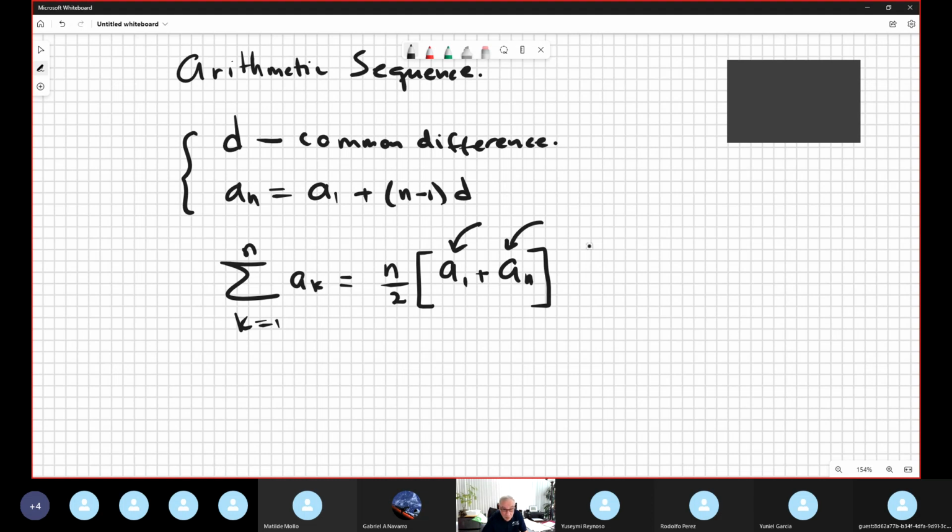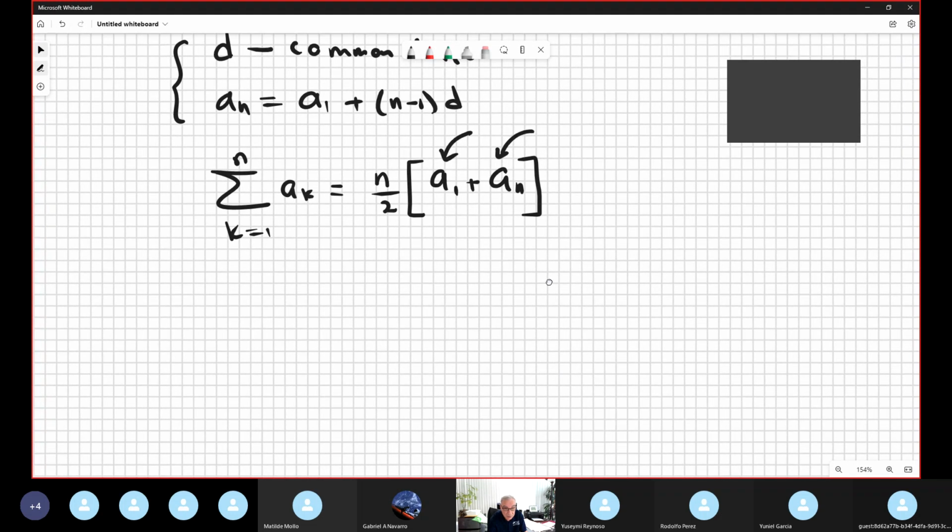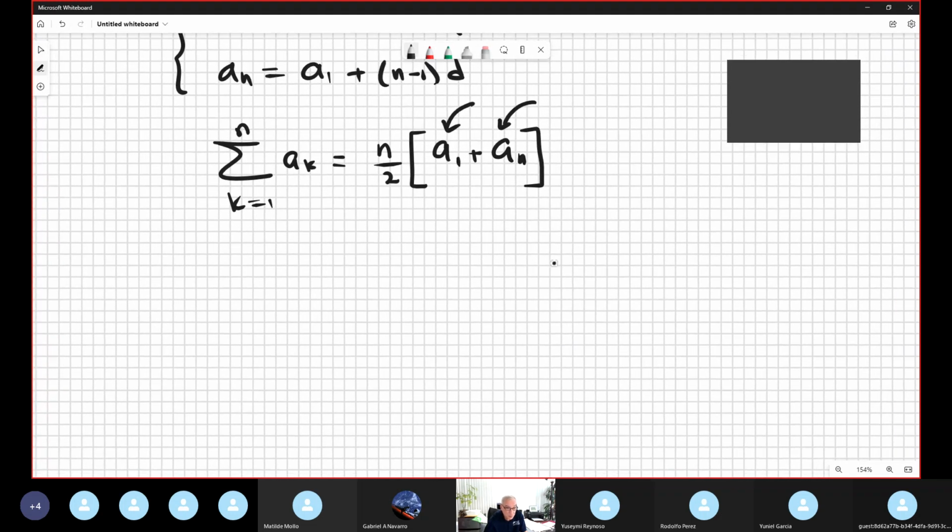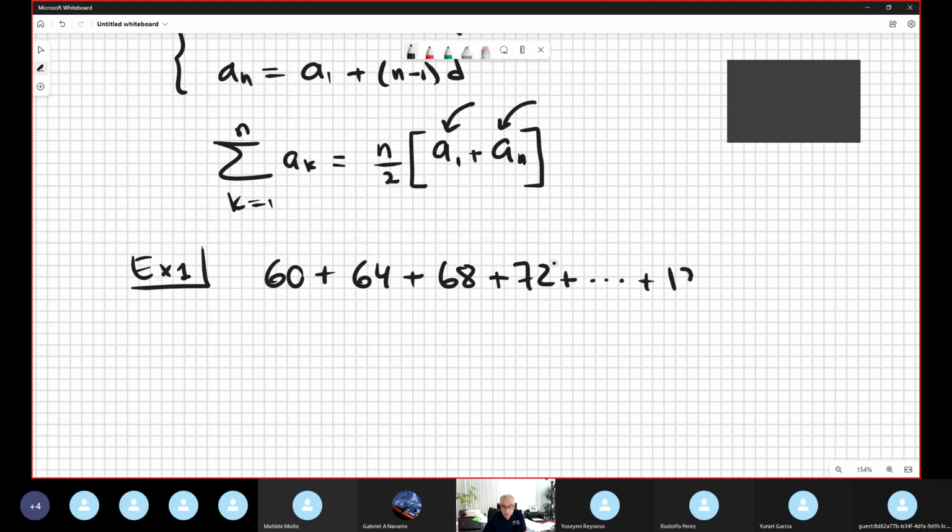Well, let's see an example to apply that formula. Suppose, example 1. Suppose I need to add 60 plus 64 plus 68 plus 72 plus, continue in the same pattern, plus 120. Compute that. We can do that. We expand, but I have no idea how many numbers we have.